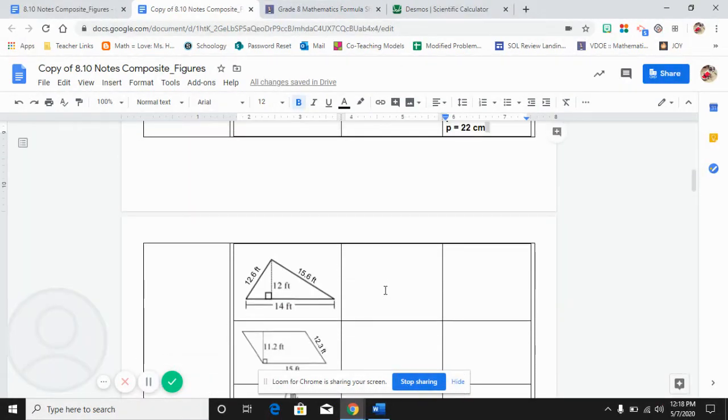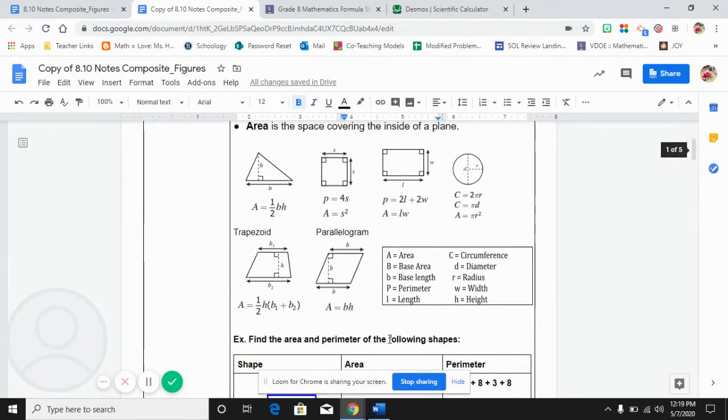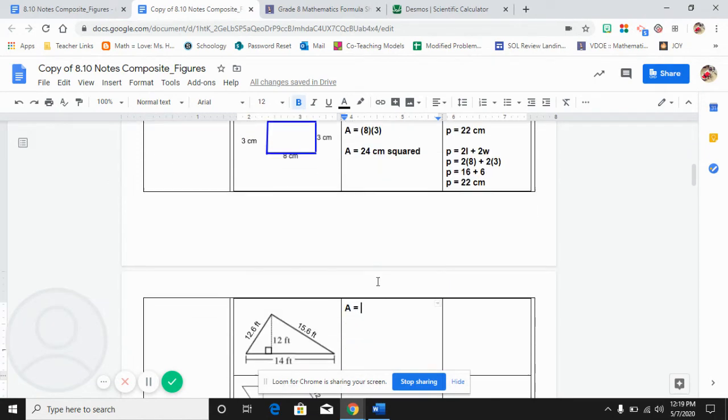So we just found the area and perimeter of a rectangle. This next figure is a triangle. So let's start off by talking about, well, how do you find the area of a triangle? I'm going to need a formula for that. Let's reference our formula, and there it is. Area equals 1/2 BH. Little b means base length, so it's the length of the base, and h is height. So we'll start off by writing that. Area is 1/2 base times height.